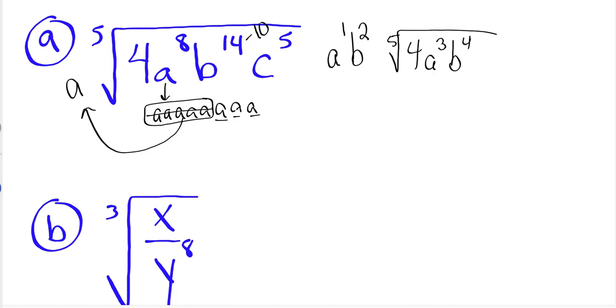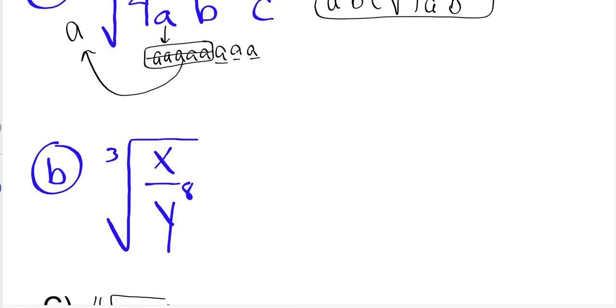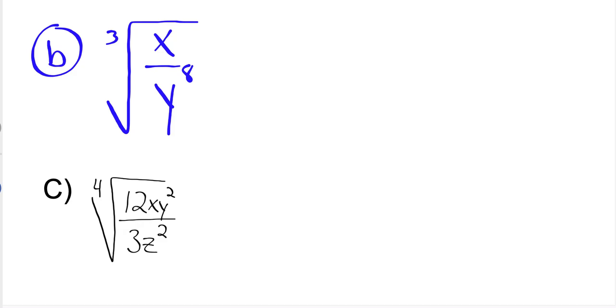And now this one, how many groups of C's can I get? Just 1 group. So C to the 1st, and there are no C's underneath there because I used them all for that 1 group. So that's the thought process you want to have when you're simplifying radicals that don't work out to be perfect squares, cubes, 4th, 5th. We have to use that idea with something like this.